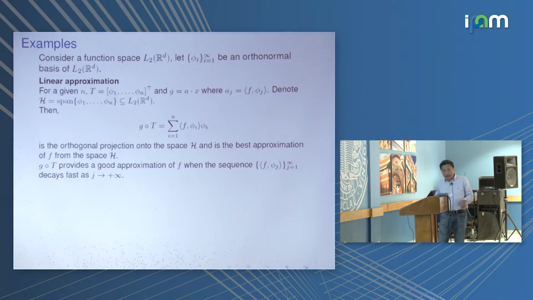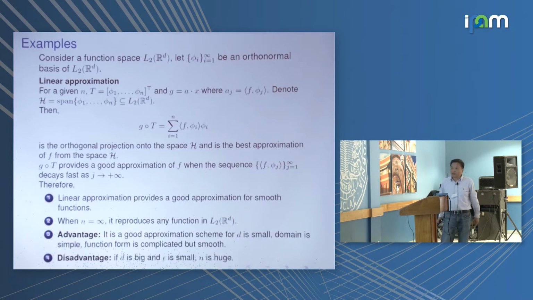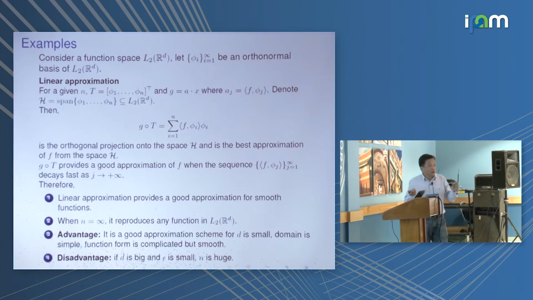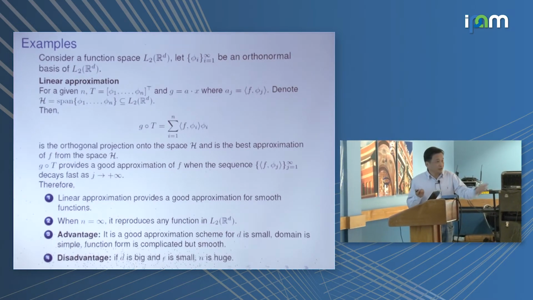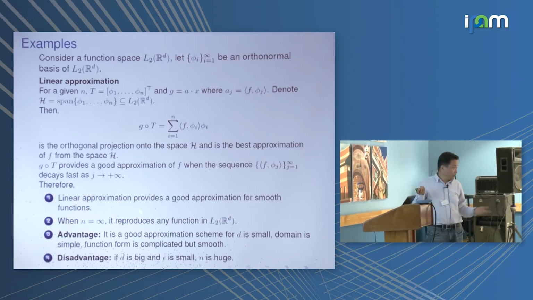So if your sequence has a fast decay, that means your underlying f has to have some regularity or smoothness. Otherwise, you don't have a good approximation. So that's why linear approximation provides good approximation for normally a smooth function. And of course, when n goes to infinity, you reproduce every function. That's essentially the so-called Hilbert reproducing kernel space. You basically pick n equal to infinity.